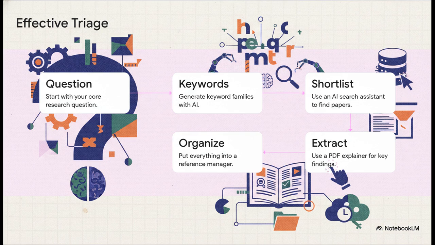First, you start with your main question. Then ask an AI to brainstorm keyword families for you. Think synonyms, related concepts, even what an angry reviewer might search for. Use an AI search tool to narrow down the papers, and then a PDF explainer to pull out the key findings quickly. And the last step, seriously, do not skip this. Get everything into your reference manager right away. Your future self is going to thank you.